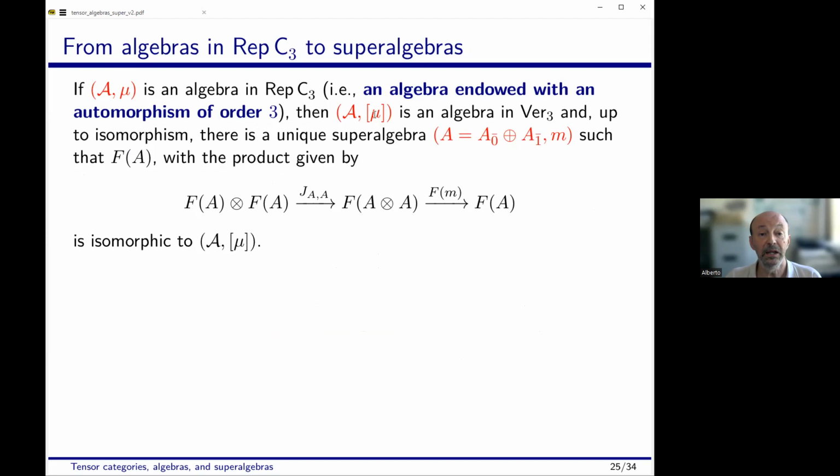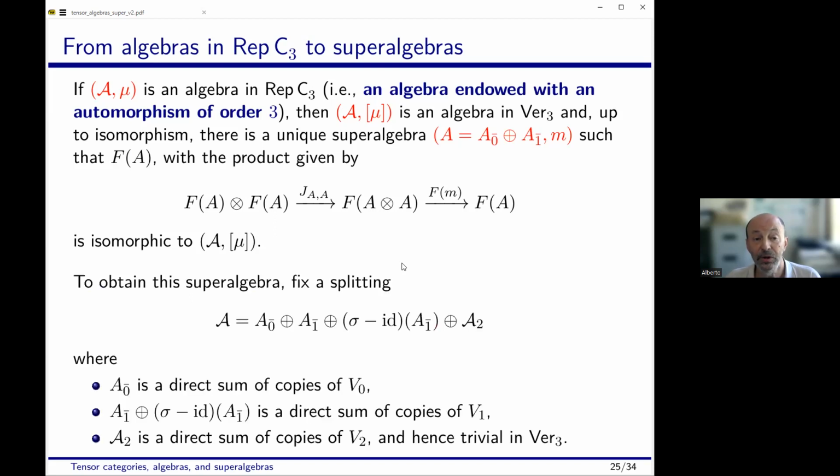And then since the Berlinde category is equivalent to the category of vector superspaces, it means that we have an algebra in the category of vector superspaces. So a superalgebra with an even and odd part. So there is a unique superalgebra such that when we go through this functor f to the Berlinde category, we have something isomorphic to the algebra we started with in the Berlinde category.